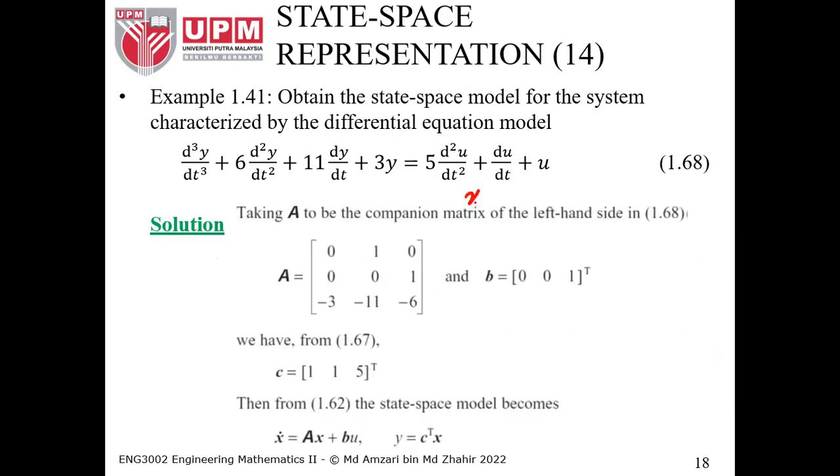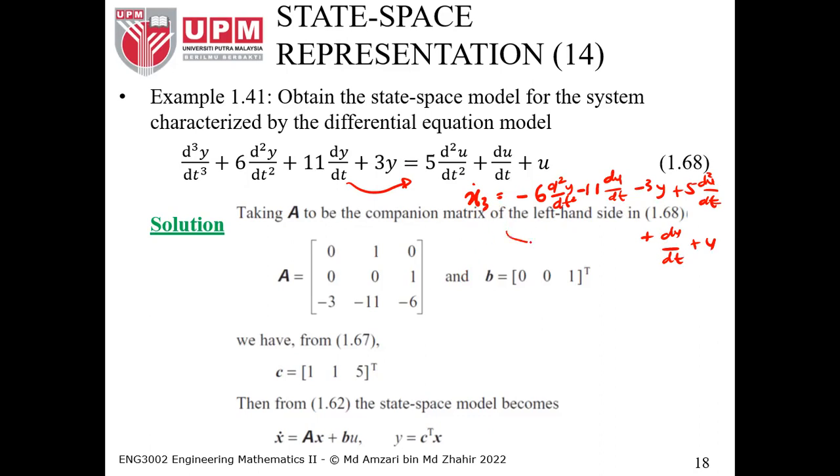So x dot 3 is equal to, bringing everything to the right side, you will get negative 6 d square y over dt square, minus 11 dy over dt, minus 3y, plus 5 d square u over dt square, plus du over dt, and plus u. So this is your y equation, the third equation.